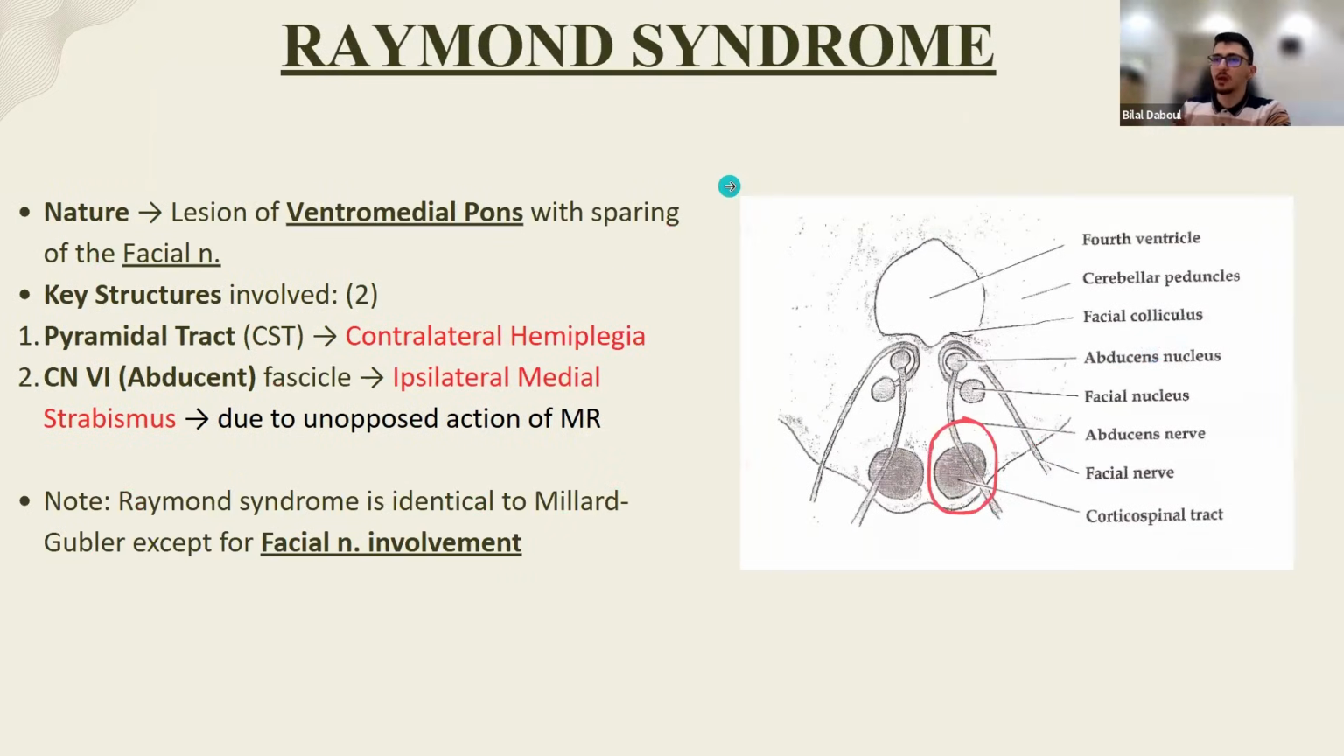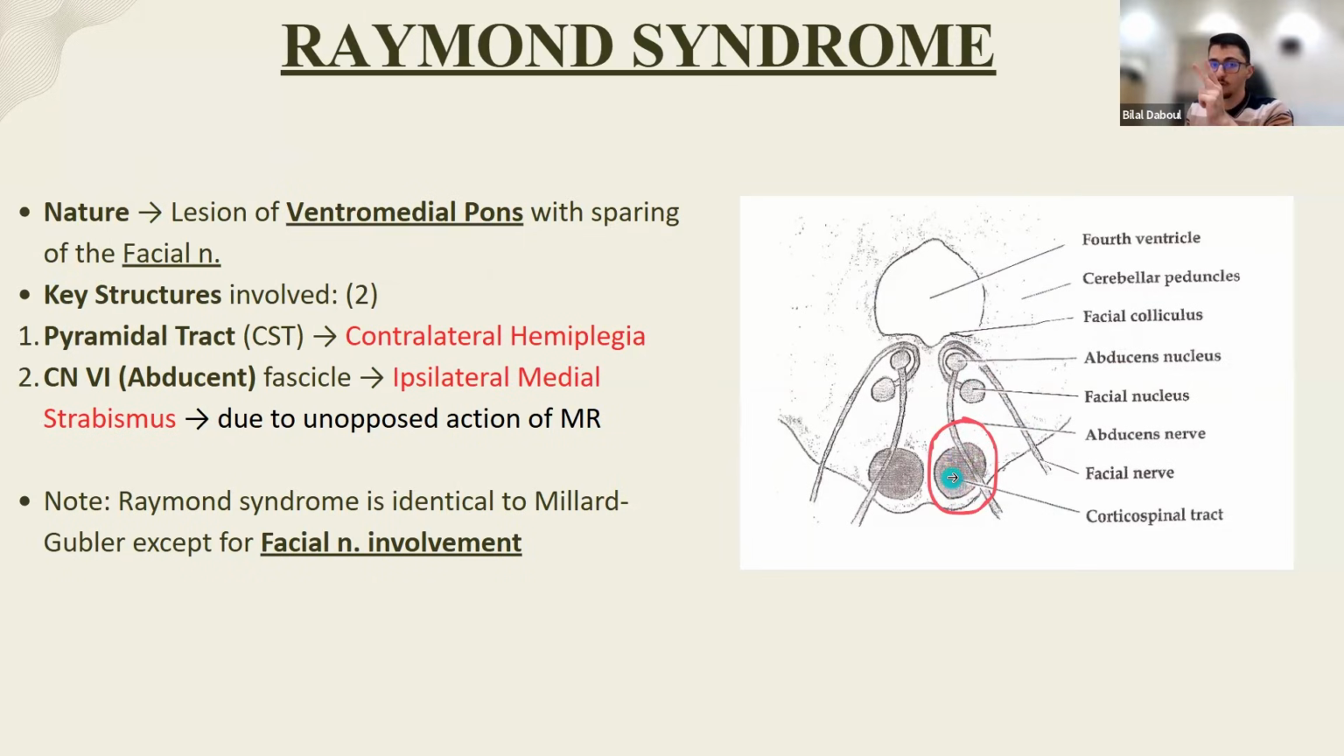For Raymond's syndrome, it's relatively identical to Millard-Gubler syndrome. However, you have no facial nerve involvement because it's ventromedial. So the facial nerve lies lateral usually. The facial nerve fascicle arises from the lateral pons, and even the facial motor nucleus lies within the lateral pons. So you would only see facial motor nucleus involvement in an AICA lesion, AICA occlusion, if you recall. So again, it's a lesion of the ventromedial pons, the ventral aspect of the basilar part of the pons, and it's very medial.